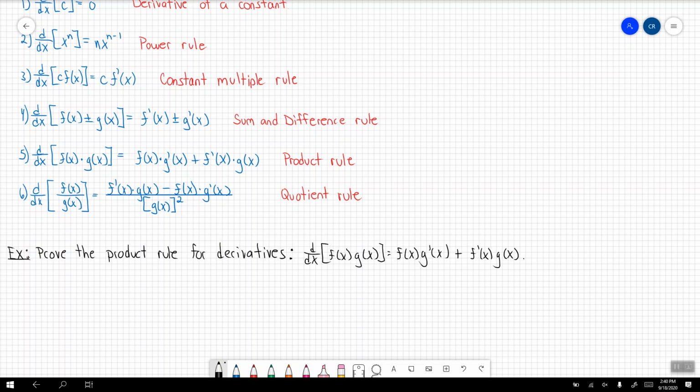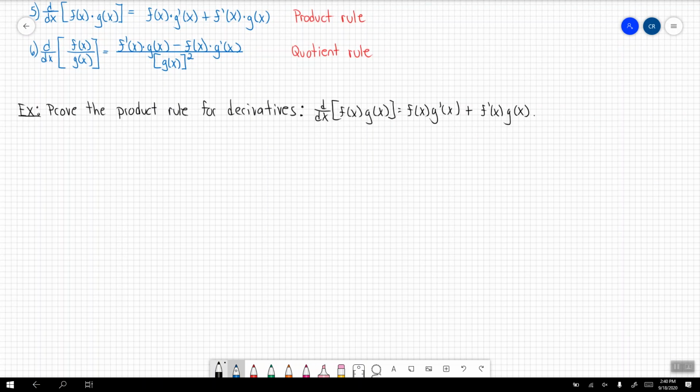Okay, so this is what we're going to go with. And in order to start this proof, I'm going to say let f of x and g of x be differentiable functions, and we're going to say that capital F of x is equal to lowercase f of x multiplied by g of x.